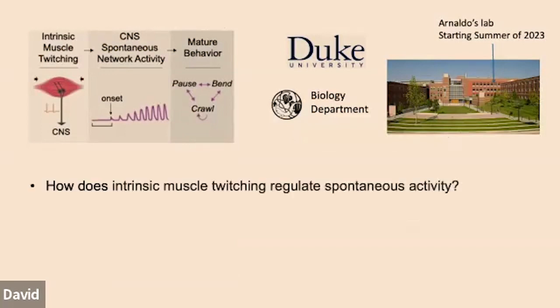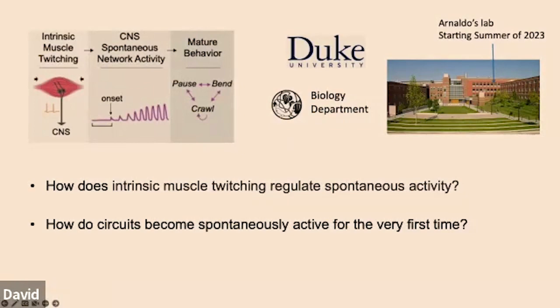And so the questions that I'm interested in following up on is how does this intrinsic muscle twitching that occurs before the nervous system becomes active influence this network activity. So we're normally thinking of the nervous system as active, telling something to the muscles. In this case, it's the opposite. The muscles are telling something to the nervous system, which is quite fascinating.